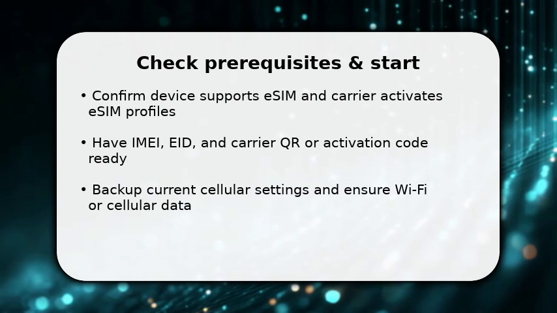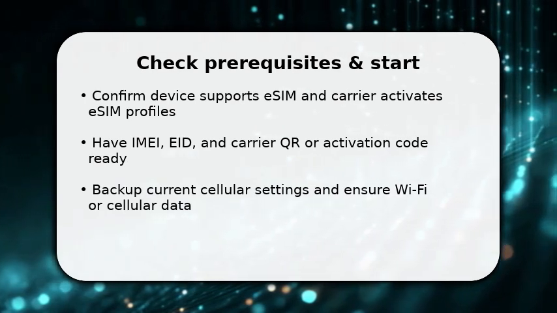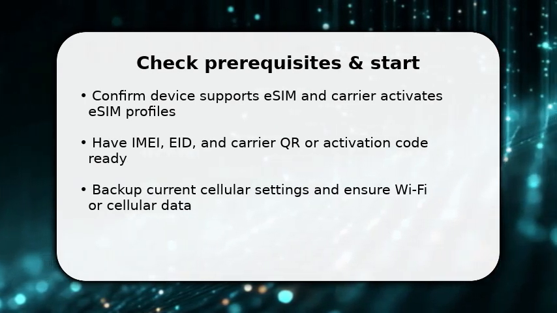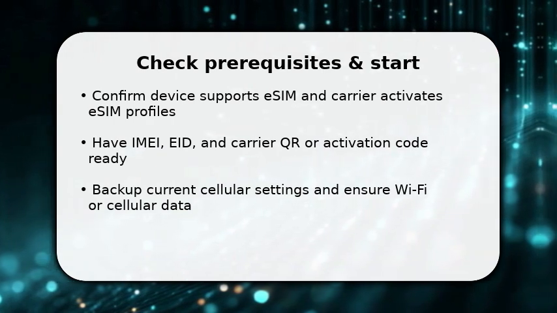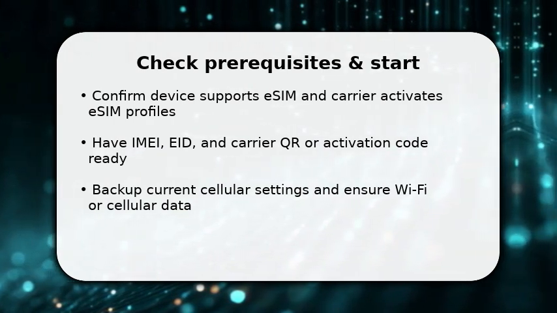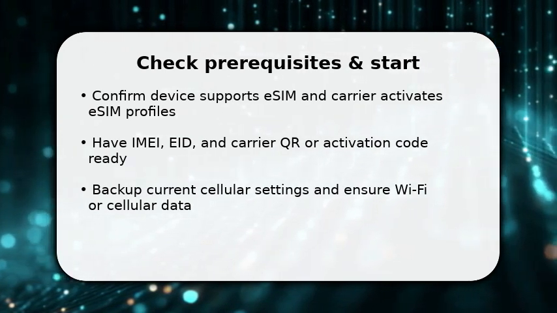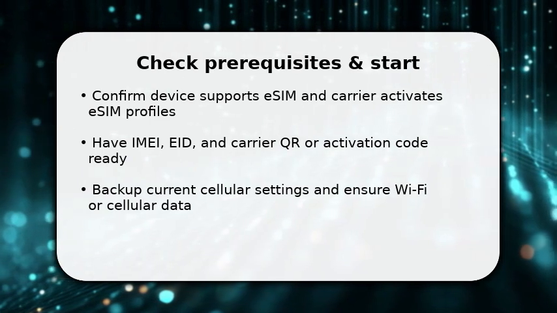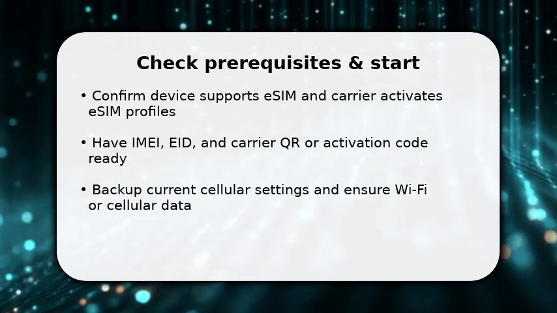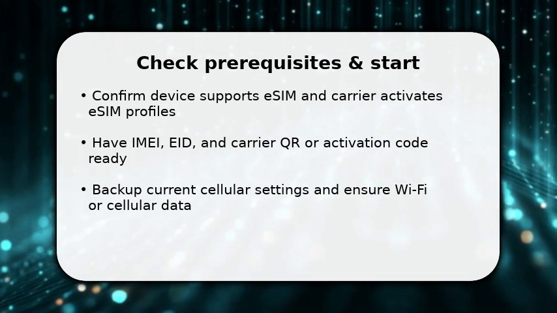You begin by verifying compatibility. Check that your phone model lists eSIM support and that your carrier offers eSIM for your plan. Once confirmed, note the device IMEI and EID and get the carrier QR or activation code. Make sure you back up current cellular settings and connect to stable Wi-Fi. You may need data to download the profile.